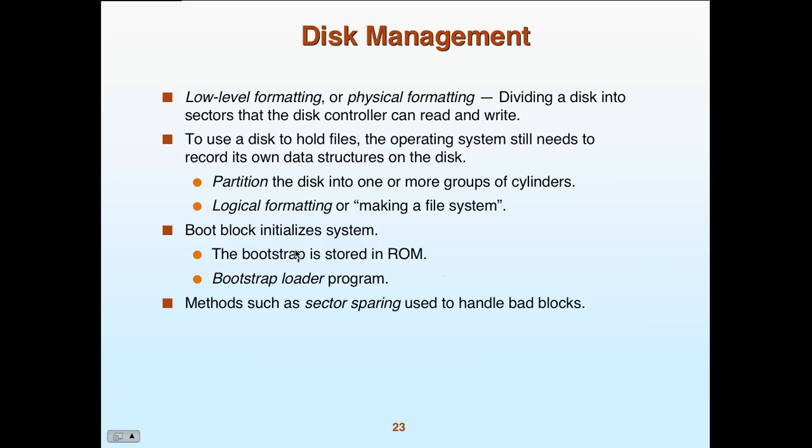So the boot block initializes the system. The bootstrap is stored in the ROM. It's actually stored on your hard drive. We have a bootstrap loader program. That's a little menu that comes up and says, hey, would you like Windows or would you like Linux? Like a GRUB menu or something. And then methods such as sector sparing are used to handle bad blocks. Basically, mark the block bad so it's not used for any storage and it's not accessible. The operating system essentially just ignores the block because it's bad. I'm not going to read it.